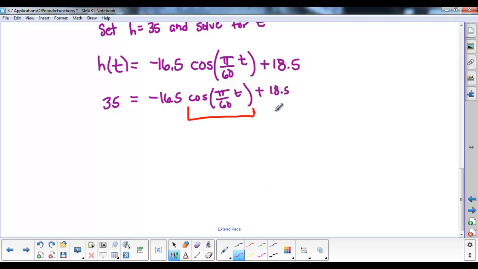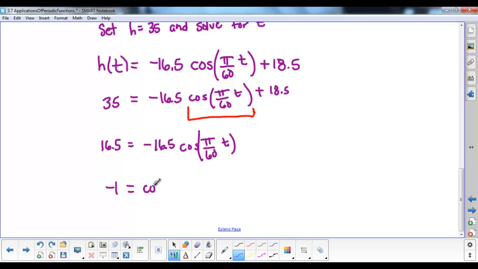The first thing that we're going to do is move the 18.5 to the other side. So when we do that, 35 take away 18.5 gives us 16.5. Then the next thing we're going to do is divide both sides by negative 16.5, which will give us a negative 1 on this side, equal to cos(pi by 60t).